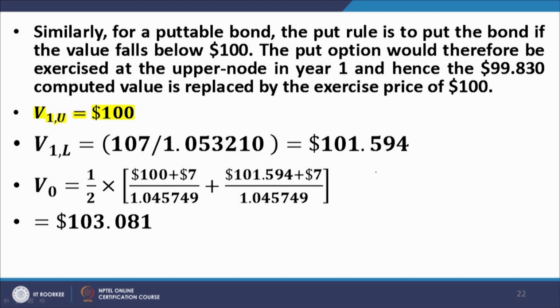That is what is depicted here. The value at node B is replaced by the exercise price. The computed price is 99.83, the exercise price is 100, therefore we replace the computed price by the exercise price. However, at node C, we do not do any such thing. Why? Because the computed price exceeds the exercise price, and then we proceed from t equal to 1 to t equal to 0 as we did in the earlier case.